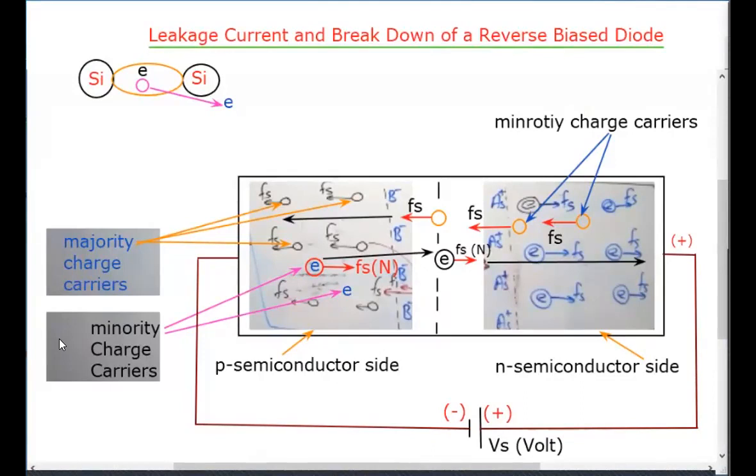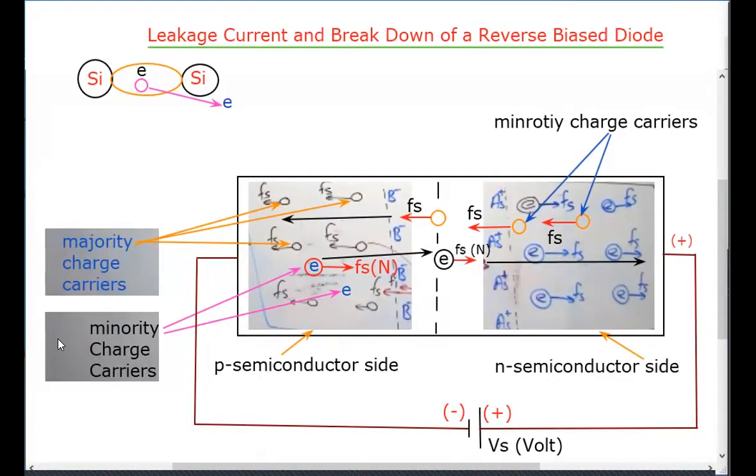Therefore, they create a constant, very small current. The number of minority charge carriers is very small. Therefore, they create a very small constant current.